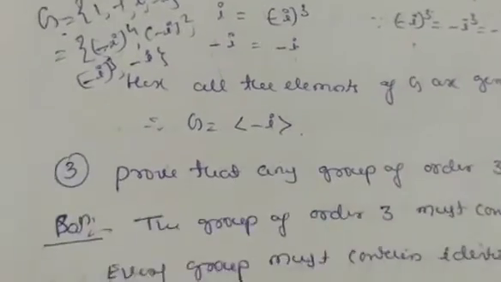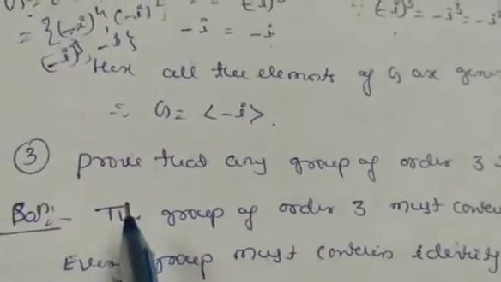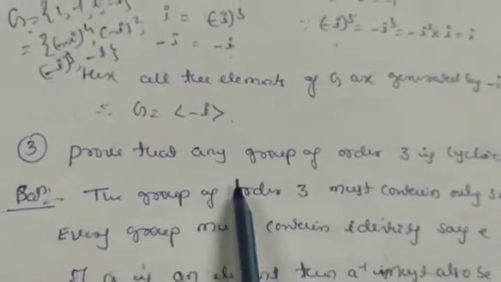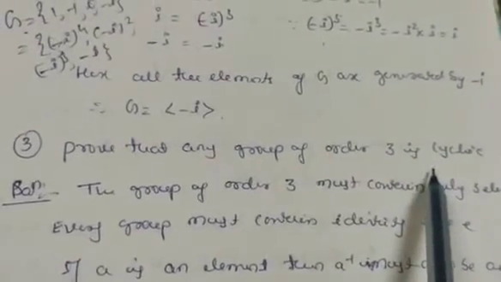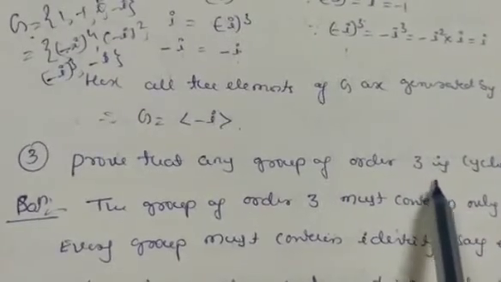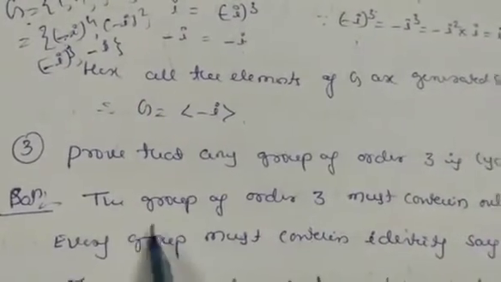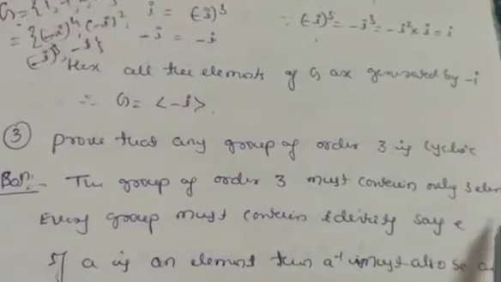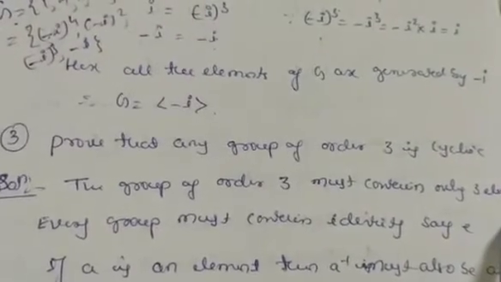Take one more example. Prove that any group of order 3 is cyclic. So here they have not given any particular group. You have to take a group of order 3. So we know that a group of order 3 must contain only 3 elements. Order means number of elements.